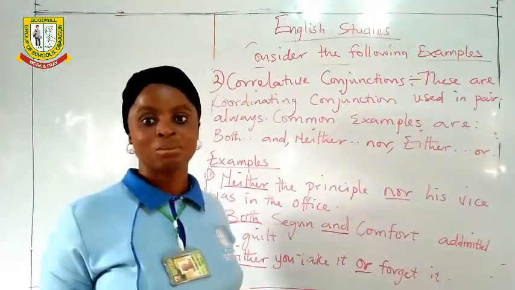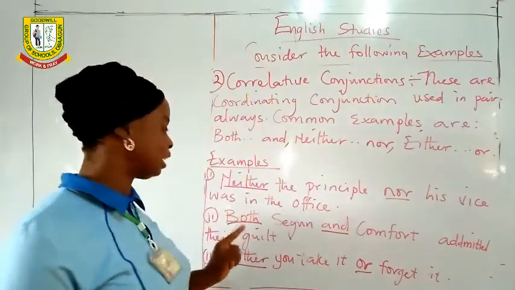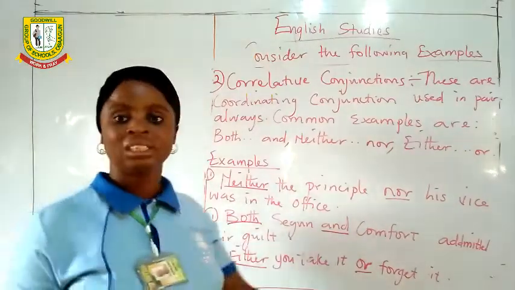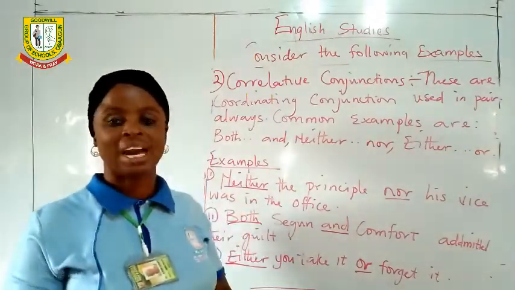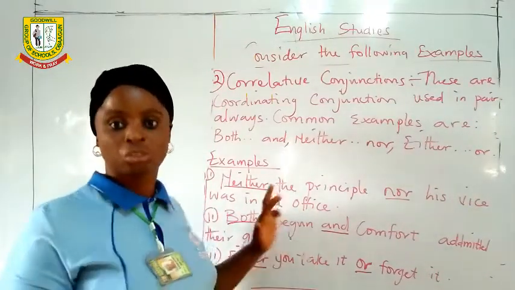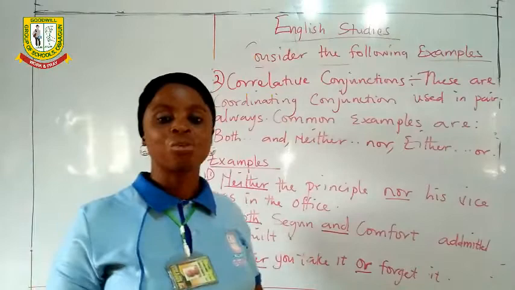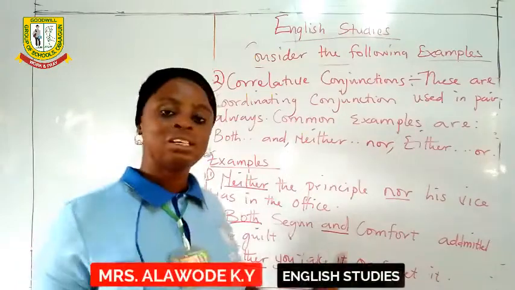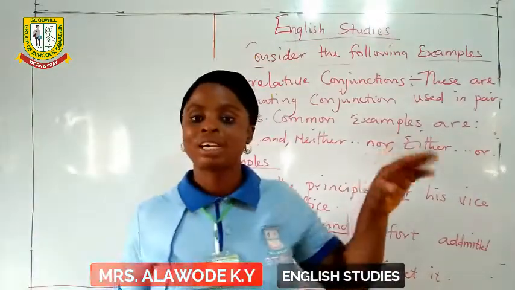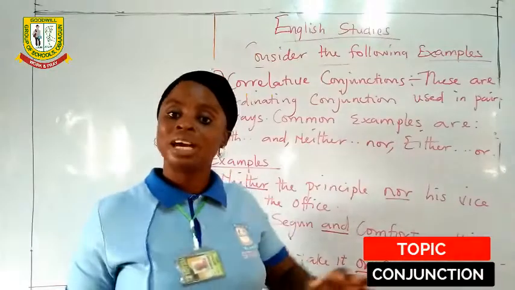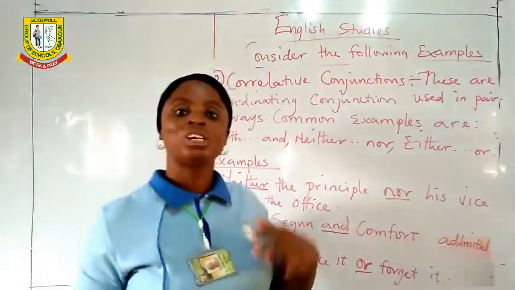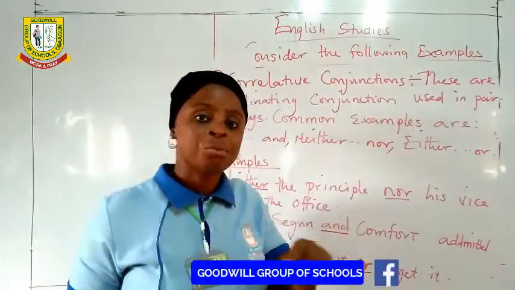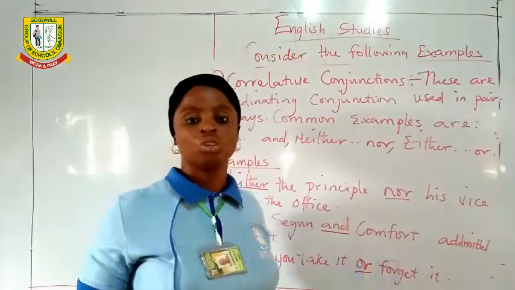I hope you are getting my explanation. So the second example that I gave here: Both Segun and Comfort admitted their guilt. Both and "and" were used together, and this is an example of correlative conjunctions. So the last here is: Either you take it or you forget it. So either is used with or. So these are examples of correlative conjunctions.